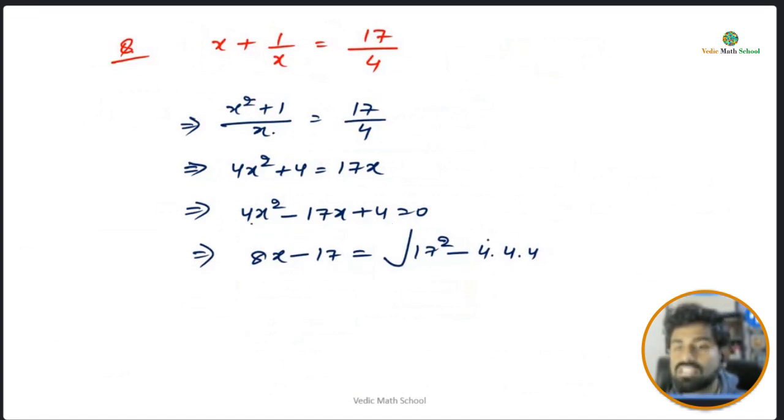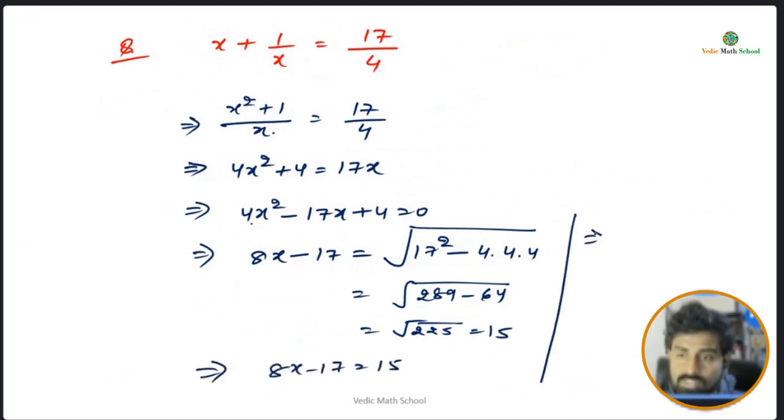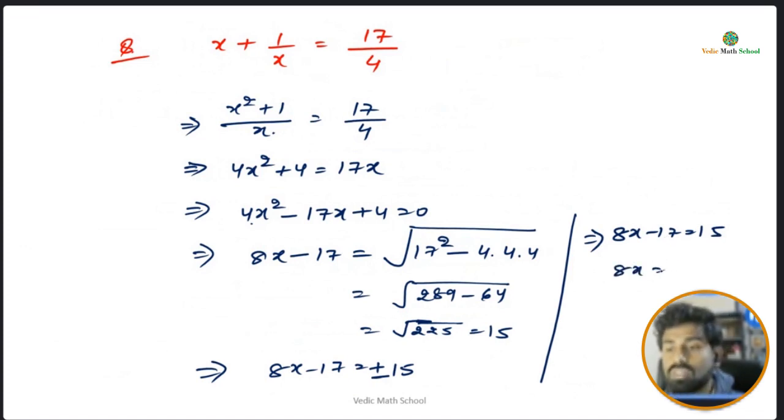Now 4 4s are 16, and 16 4s are 64. If you subtract, first write down 17 square, 289, minus 64. So this is equal to 225, and the square root of this is 15. So we can say that 8x minus 17 equals 15. Solve it here. Now there are two possibilities: 8x minus 17 equals 15. If it is 15, then 17 goes to the right side, so 17 plus 15 is added. 8x equals 32, so x equals 32 divided by 8, which is 4.